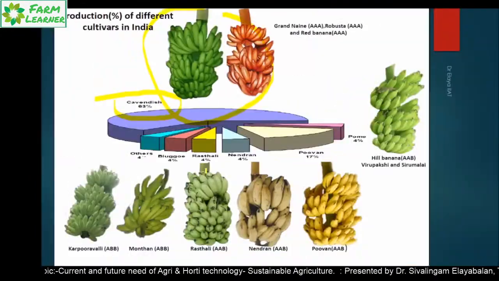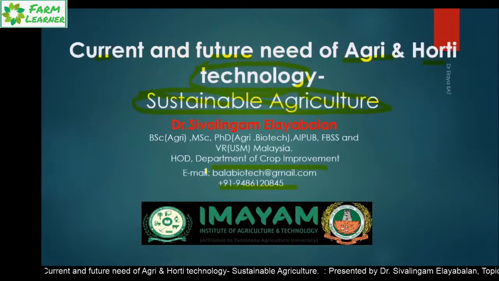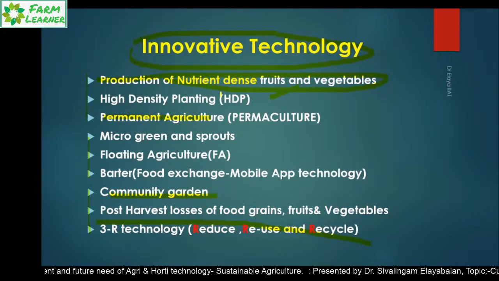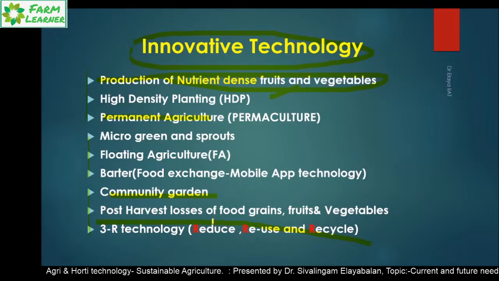Okay, so the nine mantras are: production of nutrient dense fruits, high density planting, permaculture, green sprouts and floating agriculture, community garden, 3R technology, and post harvest technology. These innovations should be implemented in agriculture.